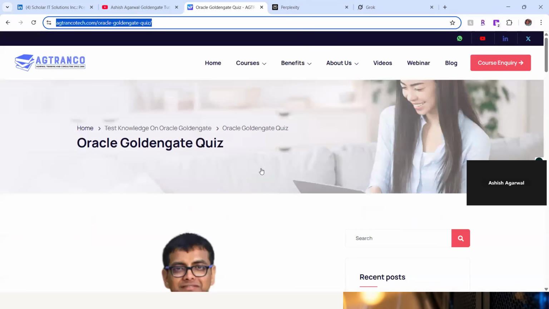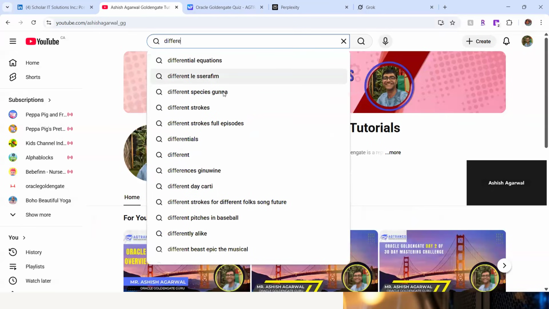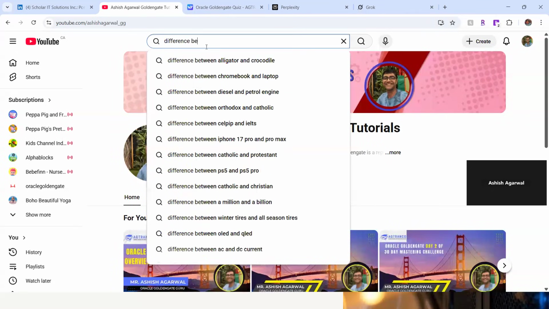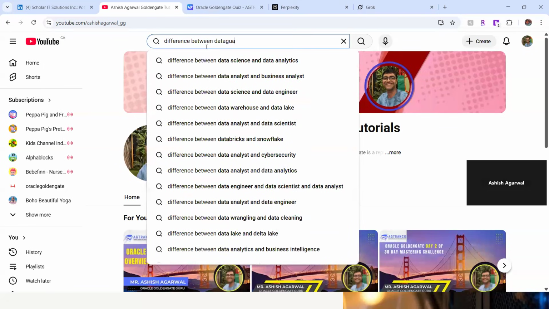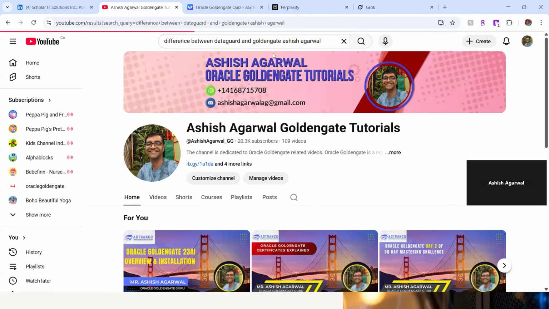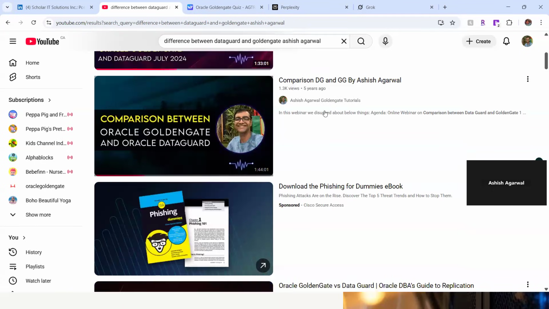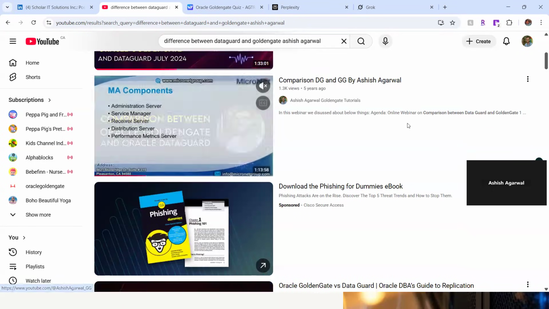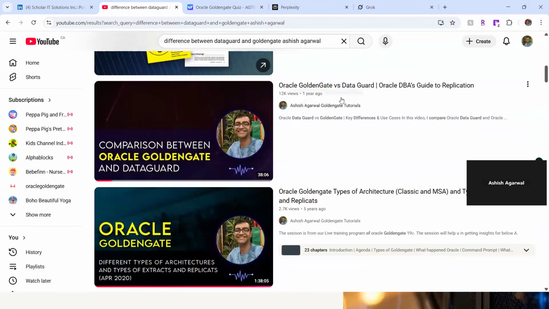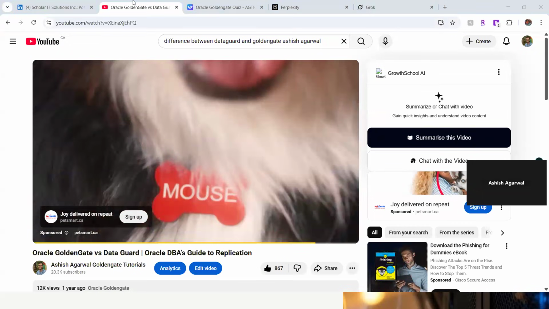If you want to know more about it, we will be discussing it as the session goes on. But I also have a video on my YouTube channel, which has a lot of views as well: the difference between Data Guard and GoldenGate, by Ashish Agarwal. There I have mentioned this as well. You can go through it. It has 12K views, and I have discussed in detail what the difference is between Data Guard and GoldenGate.